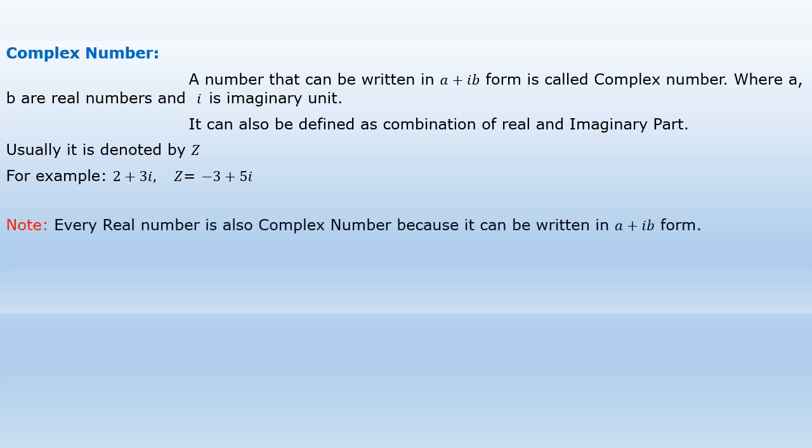Now one thing must be noted here, that every real number is also a complex number, because we can write every real number in a + ib form. Like 6 can be written as 6 + 0i, -7 can be written as -7 + 0i, and 0 can also be written as 0 + 0i. 2/3 can be written as 2/3 + 0i, and so on.